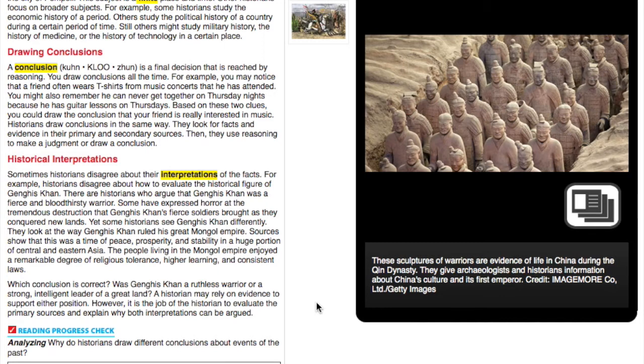Other historians focus on broader subjects. For example, some historians study the economic history of the period. Others study the political history of a country during a certain period of time. Still others might study military history, the history of medicine, or the history of technology in a certain place.